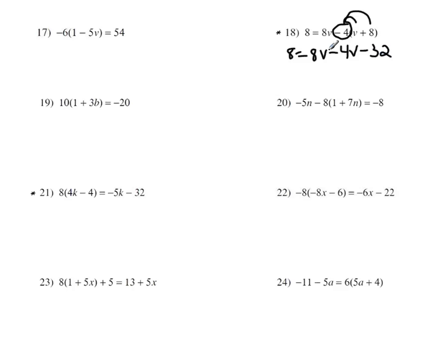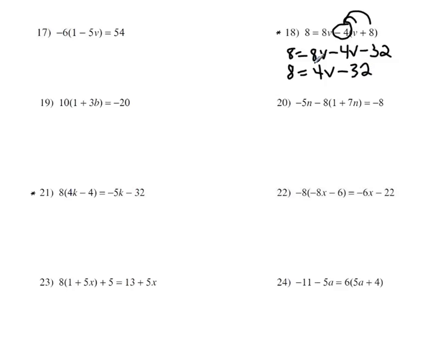The second step is we have to get our like terms together. So the like terms, they both have v's, this 8 and this -4. So 8 minus 4, that's what we're going to be doing. Remember, the sign goes with the number behind it. So 8 minus 4 is 4v, and then the 32 just tags along at the end.